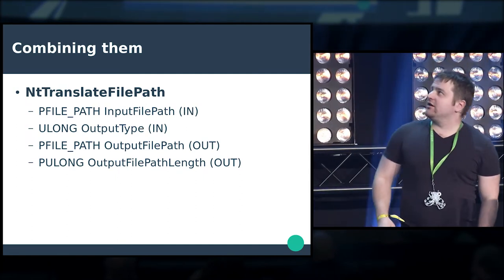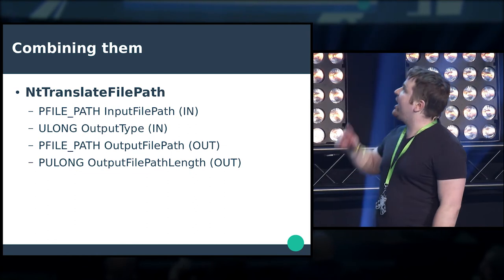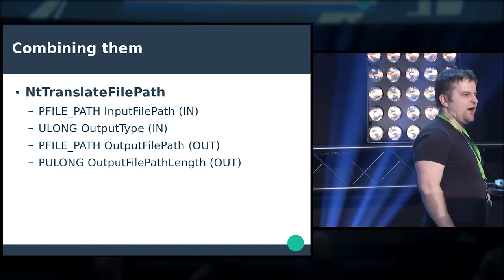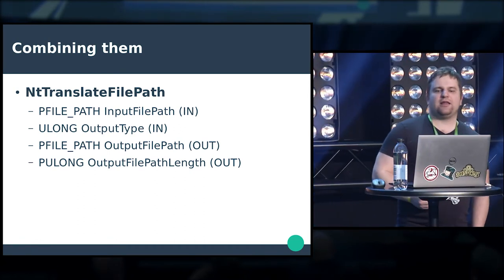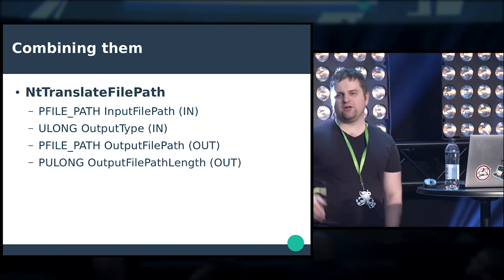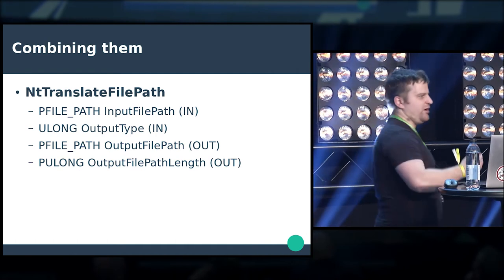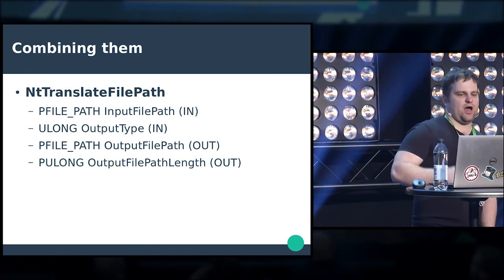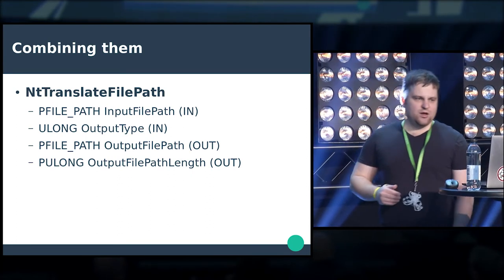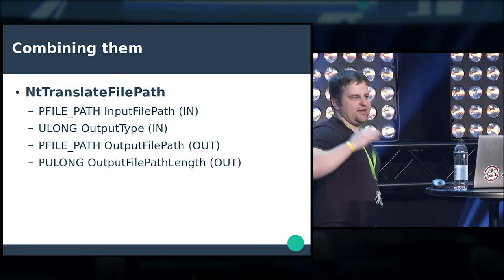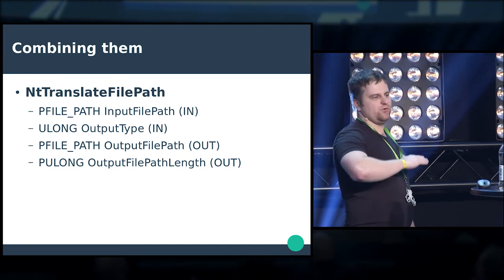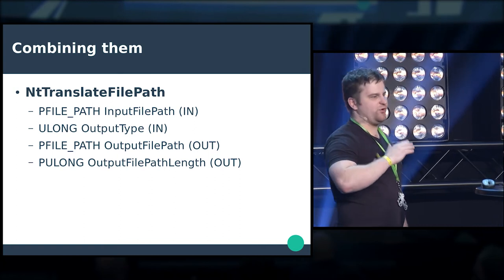How it looks in action: let's say we have the NtTranslateFilePath syscall. It has four parameters: a pFilePath, which is a pointer to a structure that is an input parameter, and a ULONG, which is just a 4-byte integer. It's also an in parameter. And then you have two out parameters, a pFilePath and a pointer to ULONG, or a pointer to a 4-byte integer. What the generator does is take those parameters, and it knows that a ULONG it can generate automatically. A PULONG it can also generate automatically, because it's just a pointer to some value.